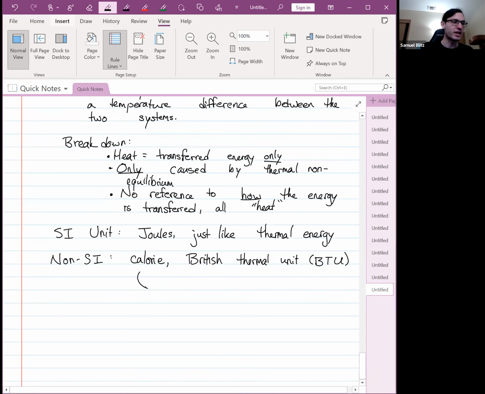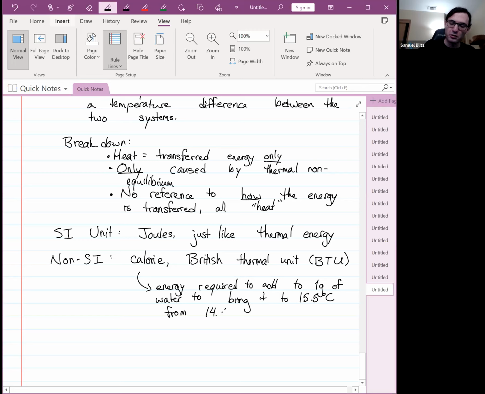Now, a calorie, it turns out, has a relatively nice definition. It is the amount of energy required to add to 1 gram of water to bring that gram of water to 15.5 degrees Celsius from 14.5 degrees Celsius. That's just how much 1 calorie is. 1 calorie is precisely the amount of energy that you have to put into water in order to increase the temperature from 14.5 to 15.5 degrees Celsius.